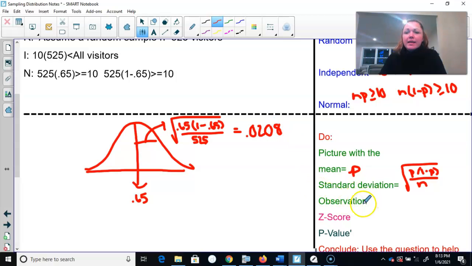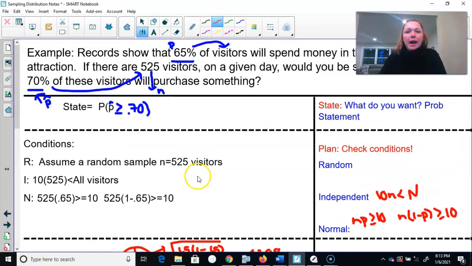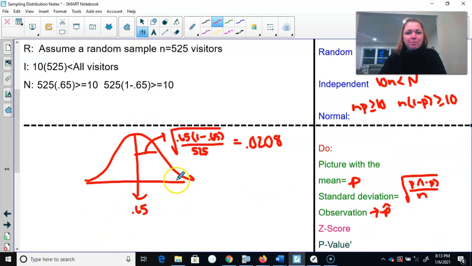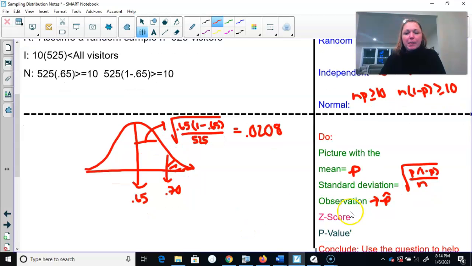Okay. Next, what I want to know is what's my observation. That's my statistic. What did we observe? So that's our P hat in this case. Okay. So our P hat was 70%. And then I'm going to shade to the right because it's a greater than problem.